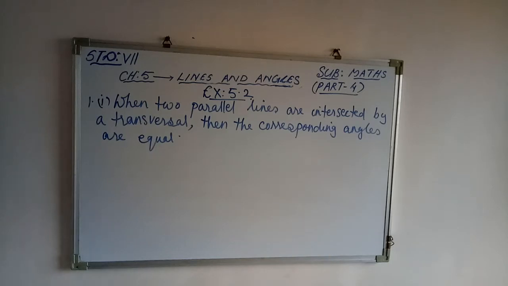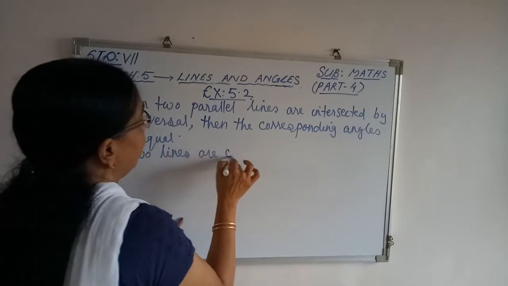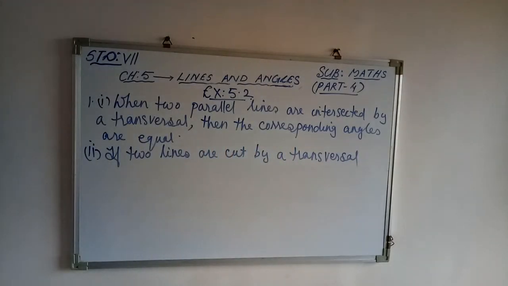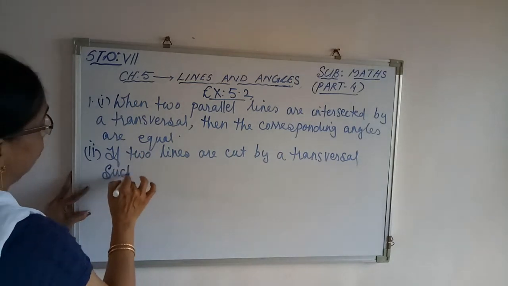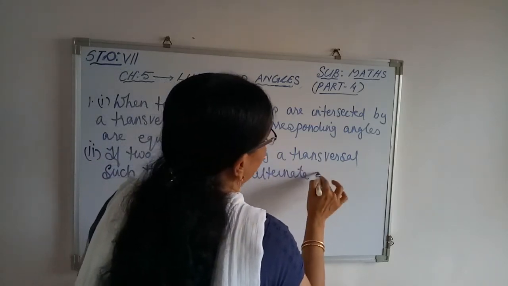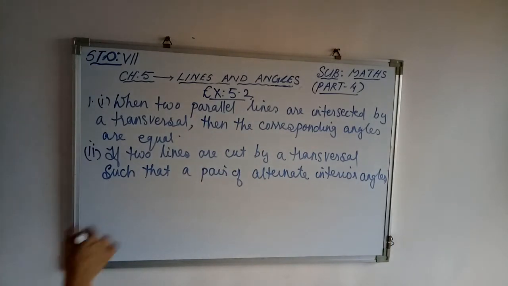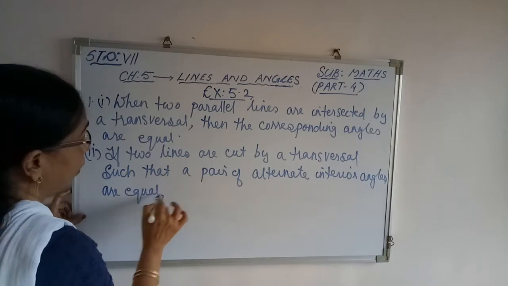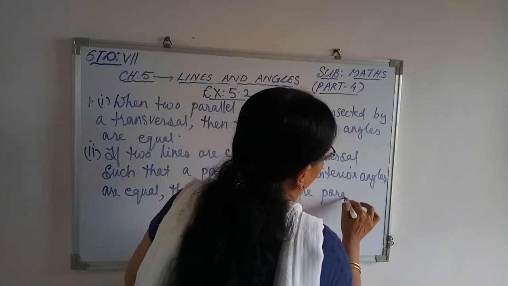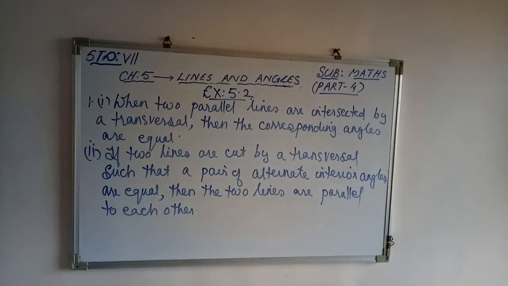If two lines are cut by a transversal such that a pair of alternate interior angles are equal, then the two lines are parallel to each other. So that's the property.